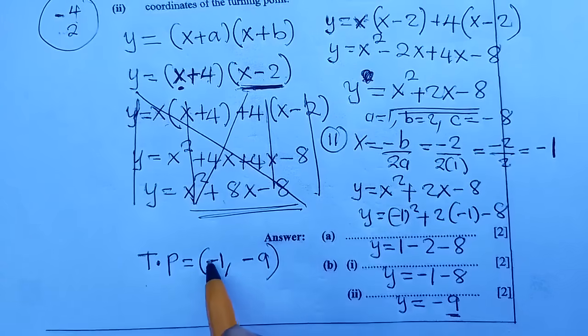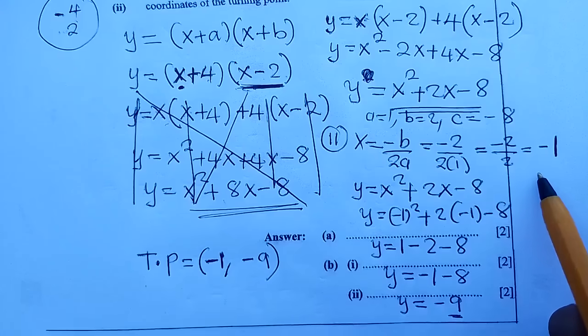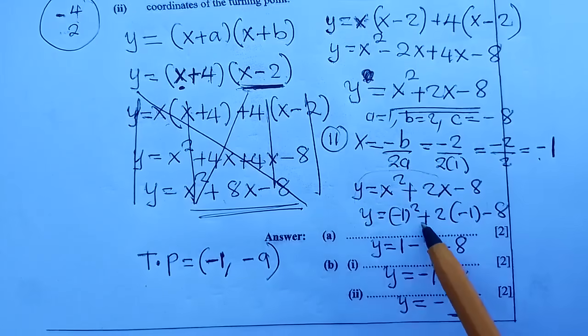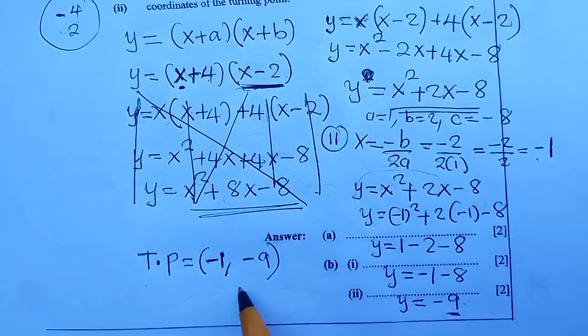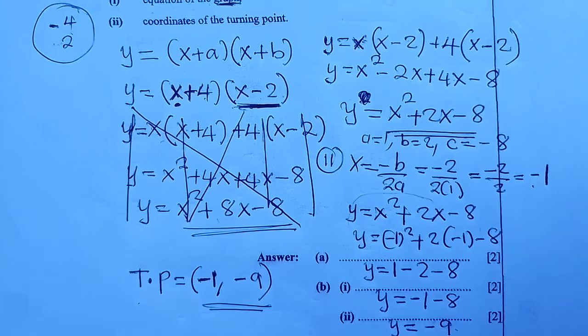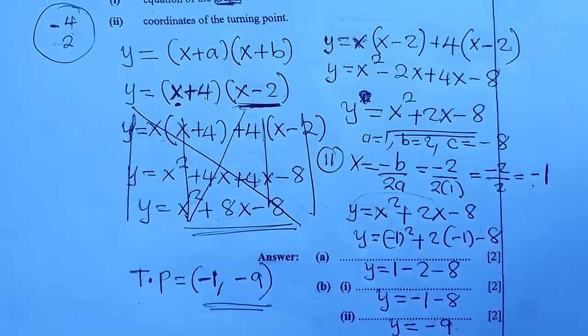This is the value for x. We solved it, it was negative 1. Then you get the original equation, you substitute, and get negative 9. So these are the coordinates of the turning point. This is how you need to answer this part, this is how you need to work it out.